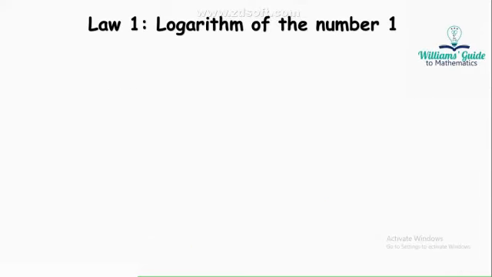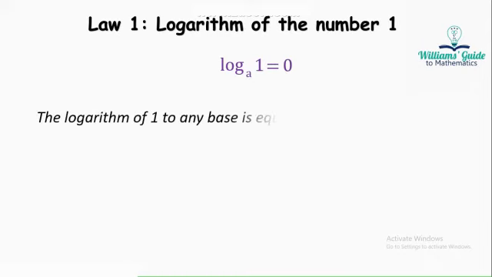Let us take a look at law 1, logarithm of the number 1. We have log 1 to base a equals 0. The logarithm of 1 to any base is equal to 0. As it is shown here, 1 is the number. The base can be anything. What we are particular about is anytime we have the logarithm of 1, our result is equal to 0.